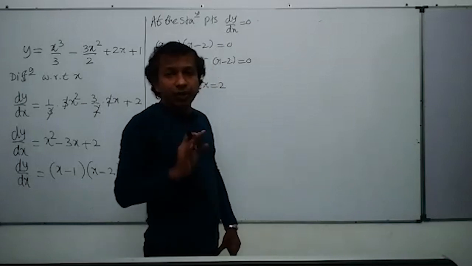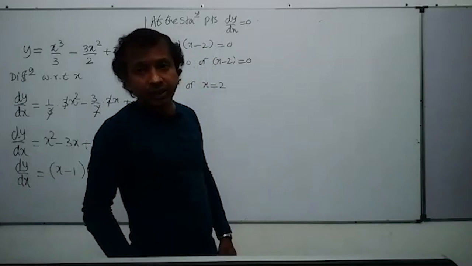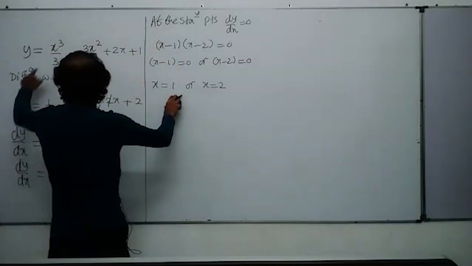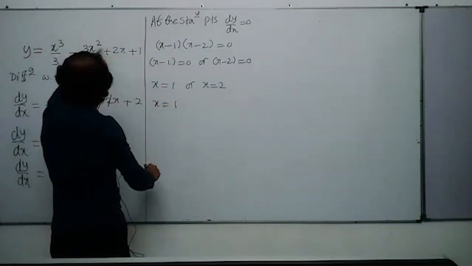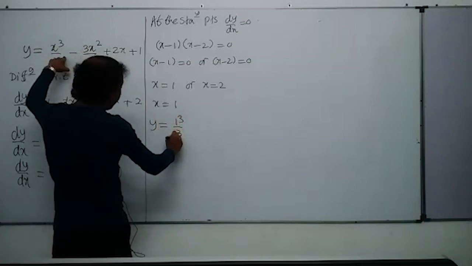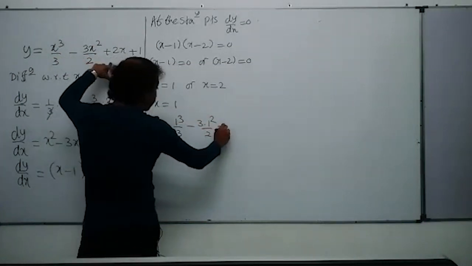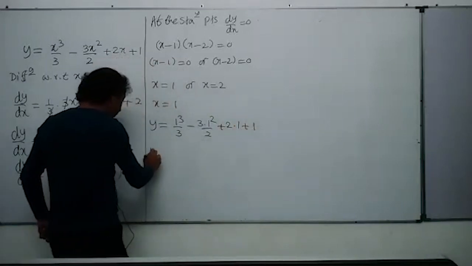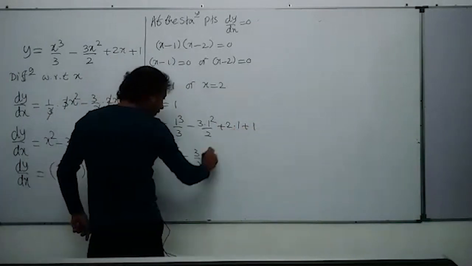Before that, people, we have to find out the y coordinate for each point. The x coordinate is known, right? So now x equals 1, we can put where? Here. Put x equals 1 here and find y. y equals 1 cubed by 3 minus 3 into 1 squared by 2, plus 2 into 1 plus 1. y is 1/3 minus 3 by 2, and plus 3, people.